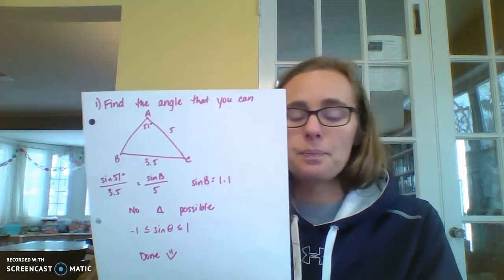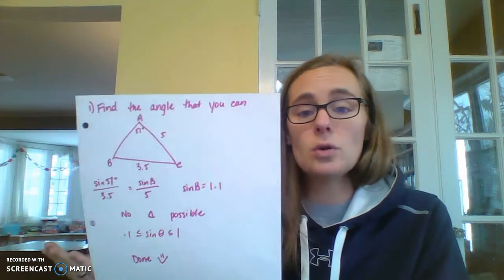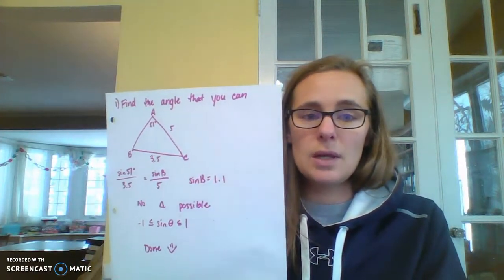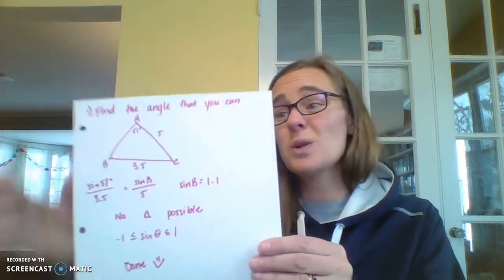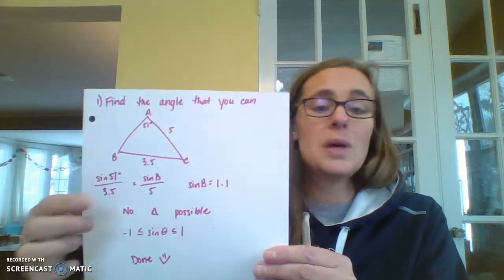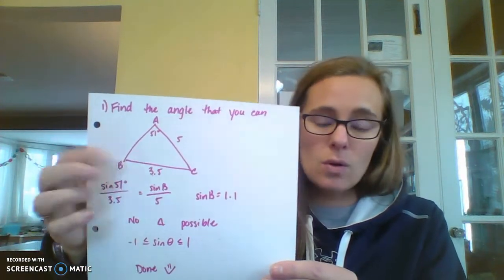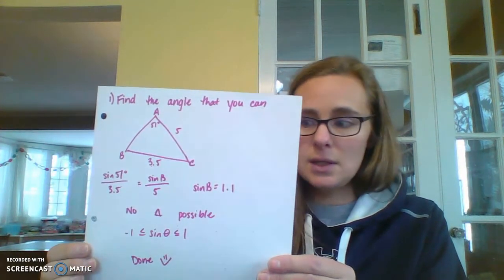Good job. So we're done. There's no triangles possible. So this would be an example where you have no triangles possible, and we're done then after step 1 because you can't even find one of those angles. So this is an example of no triangles possible.